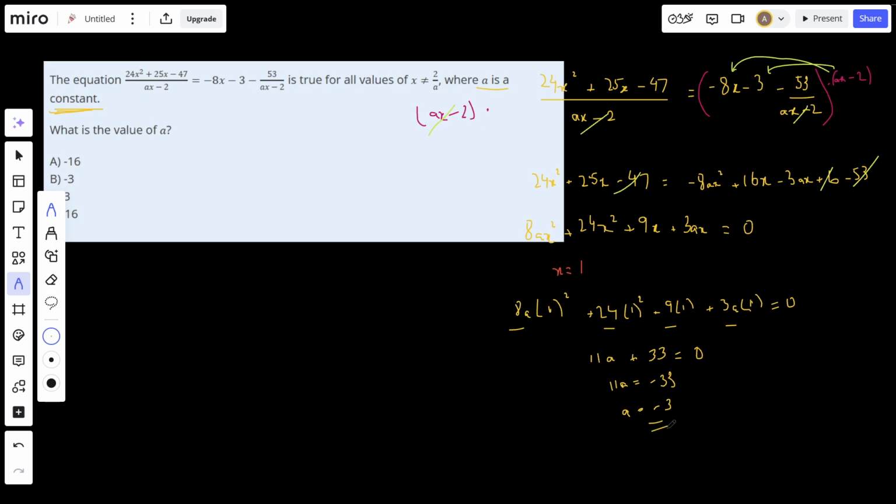And let's see if we got it right. So here we have the given choices. So B, as we can see, gives us minus 3, just as we desired. And that is our final answer.